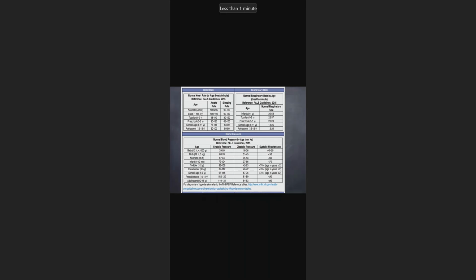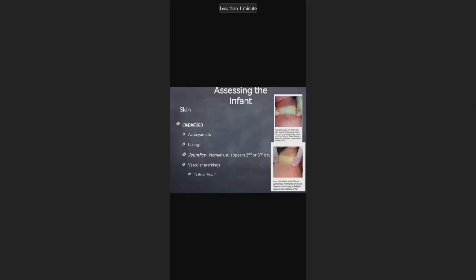So can you see it in the slides? Yes, Doc. So if it's not clear, you can check it on your Nelson's textbook. So we also have the normal temperature. So if you happen to see a neonate or an infant, we always do temperature regulation in them because they are very sensitive to changes in temperature.